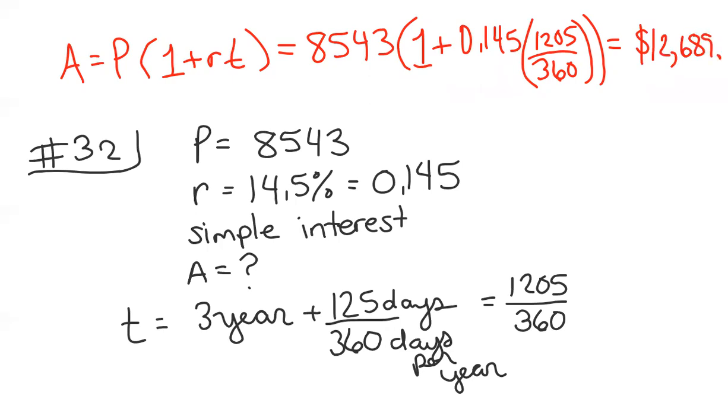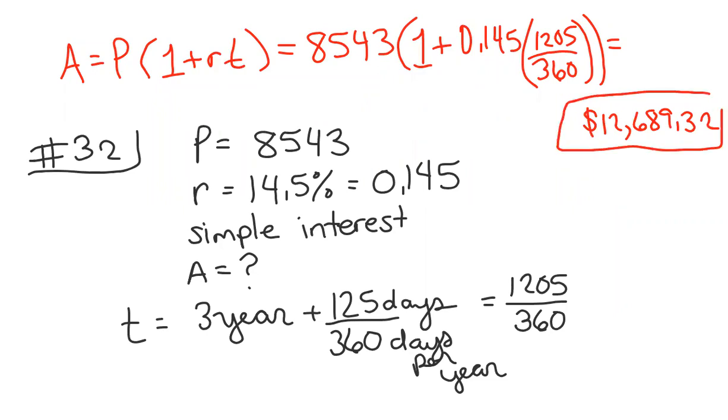This gives me the value in dollars of $12,689 and, cut myself off, 32 cents, right? So let me rewrite that. $12,689 and 32 cents. So definitely, I think the trick here is in the 360 days per year. That is different in the other books that I teach out of. So it's an example of you need to know what the authors of your book require of you.